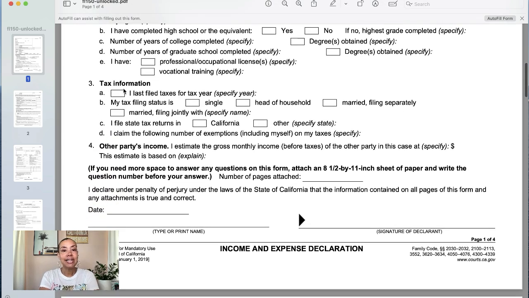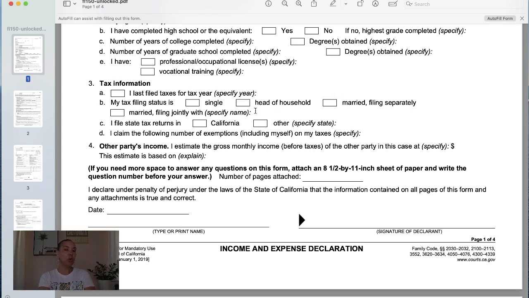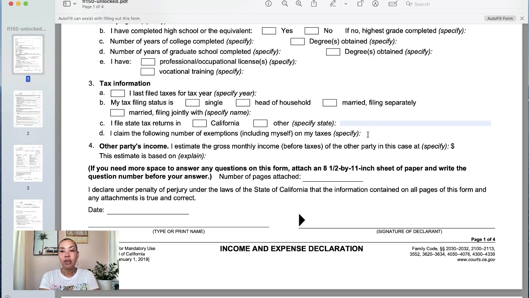And then you want to list the last year you filed for taxes, that they were actually filed. And then how did you file? A lot of you are going to be filing married, filing jointly, or married, filing separately. If you file jointly, you're going to put your spouse's name here. Hopefully you can see my cursor. And usually most of you are going to put that you filed in California. And then they want to know how many exemptions you claim on your taxes. How many are you claiming?